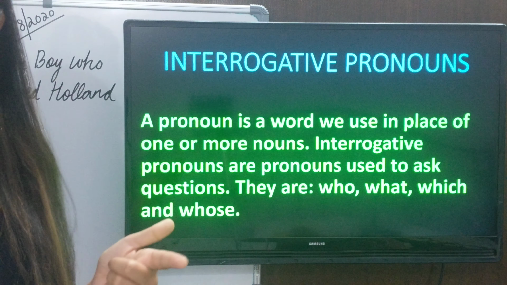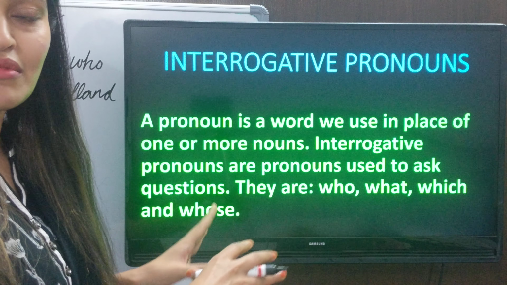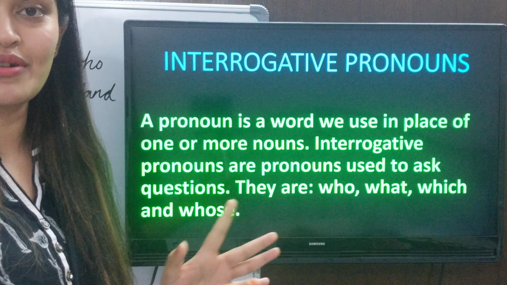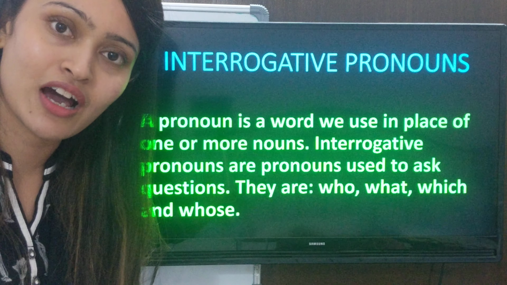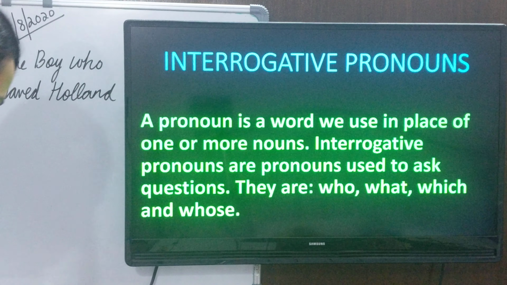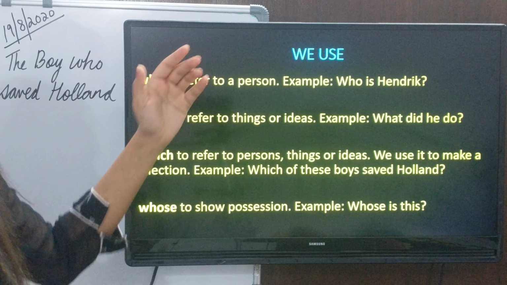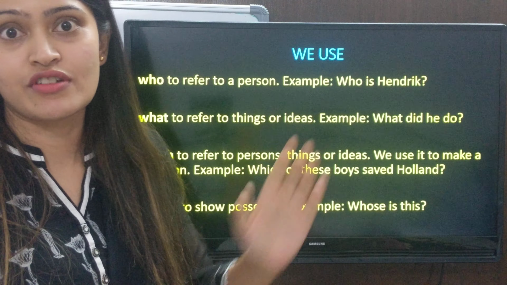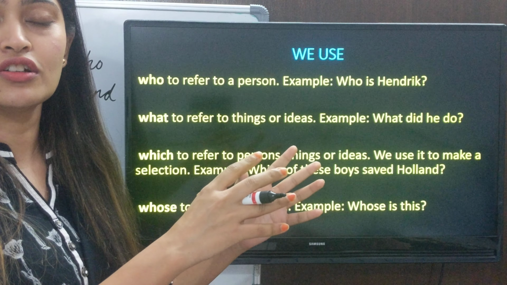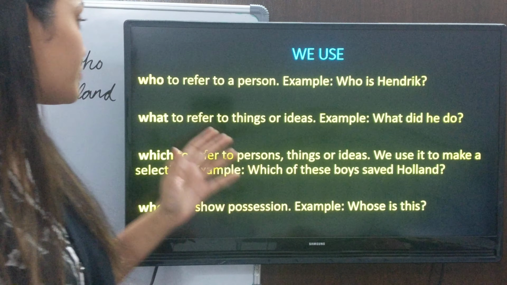Which are the examples? Who, what, which, and whose. We will be using them in our sentences as well. So it is quite clear, children, right? Interrogative pronouns are words that are used in place of a noun and give rise to a question. Let's study them in examples. How do we use them? Who refers to a person. For example, who is Henrik? This helps us understand the idea of a pronoun being used as a noun in question form.